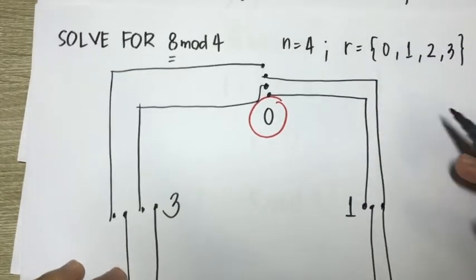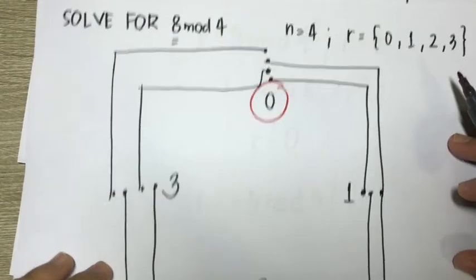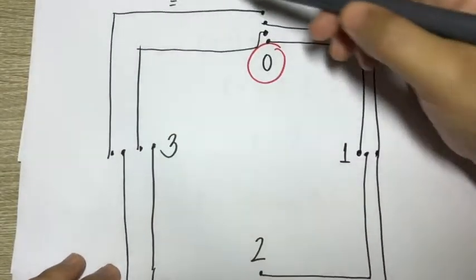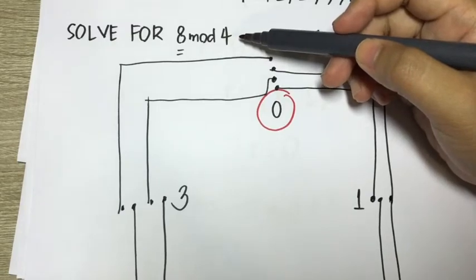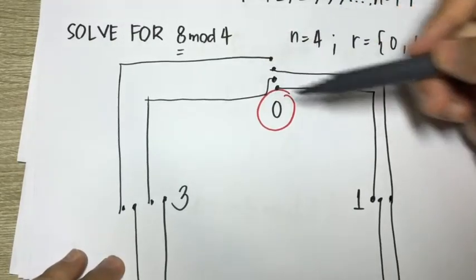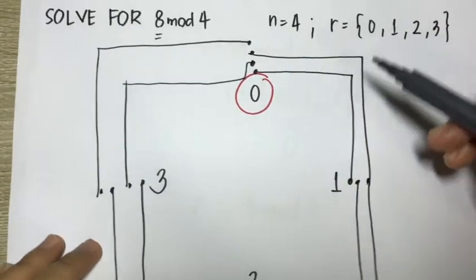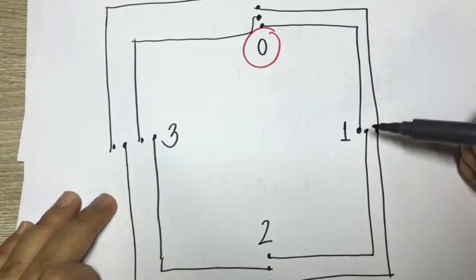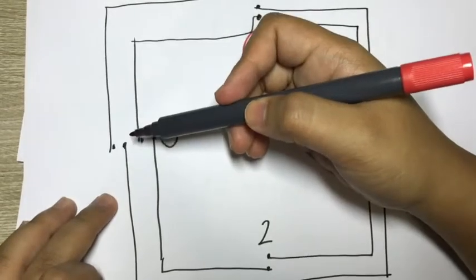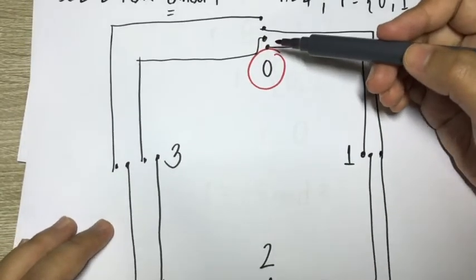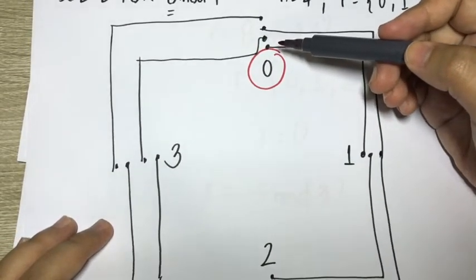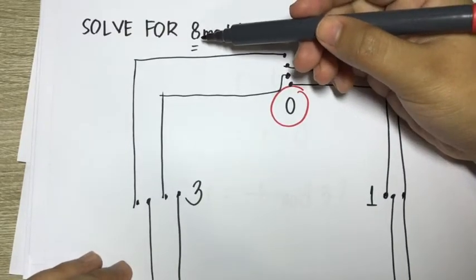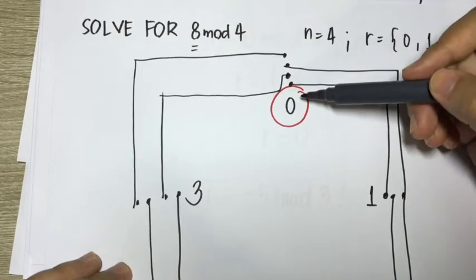So let me just summarize the technique. First, you have to construct your clock given the size of your n. So in this case, you are going to create a clock with a size of 4, but take note that the elements will be from 0 up to n minus 1. So that is 0, 1, 2, and 3. Next, you are going to start moving from 0, and how many steps? That depends on your dividend. So in this case, you are going to move 8 steps away from 0.